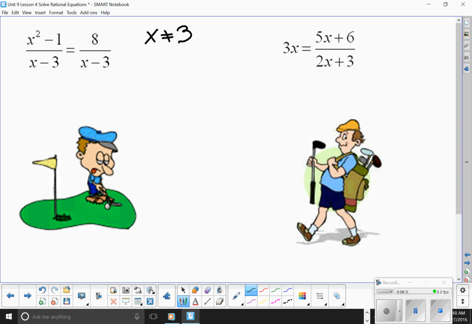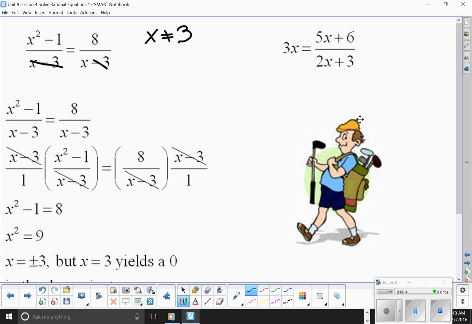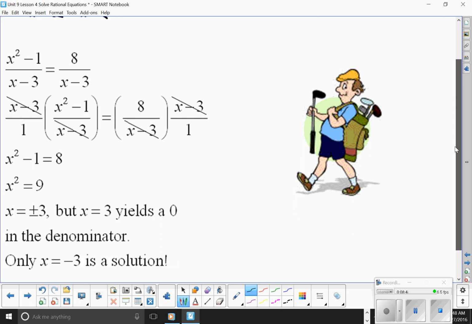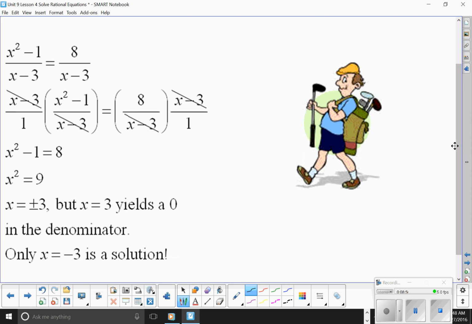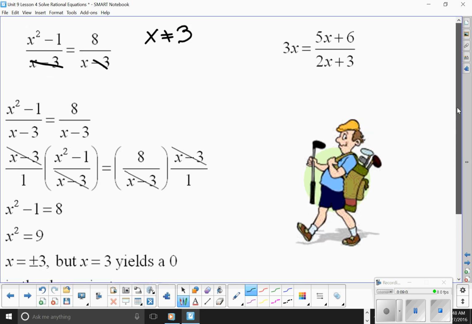Now, if I multiply both sides by the x minus 3, I essentially cancel those. Then I get x squared minus 1 is equal to 8. X squared equals 9. X is equal to plus or minus 3. But what did I find out? X might be equal to plus or minus 3, but x can't be 3. That's restricted, so only x equals negative 3 is a solution. You got to be very clear when you finish solving these on quizzes and tests.